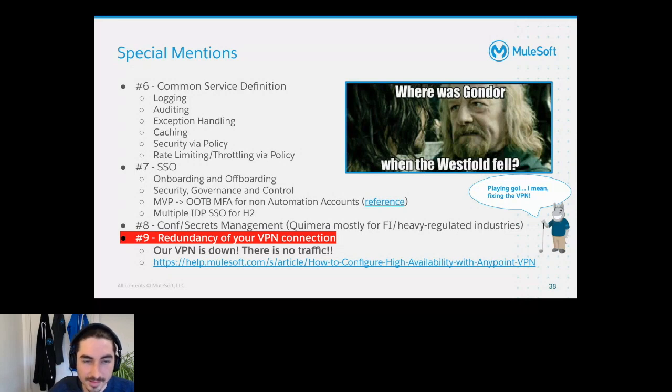And lastly, where was Gondor when the Westfall fell? He was fixing the VPN. This horrible joke is going to help you remember that when you are setting up VPNs, you need to have redundancy. And if that's not enough, check the documentation that is added there so that you avoid having only one VPN. When you're setting up your VPN, make sure that you have redundant VPNs in case anything goes wrong with one of them. Also think about the traffic.